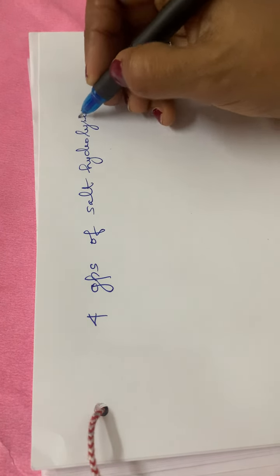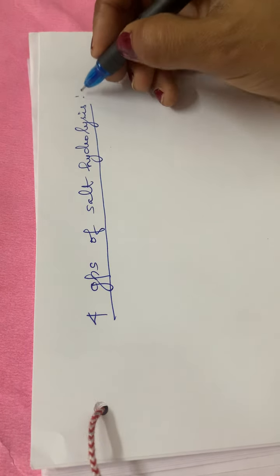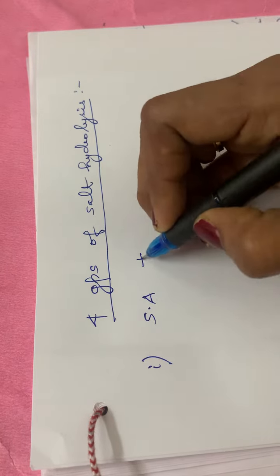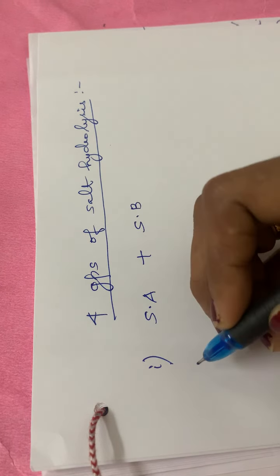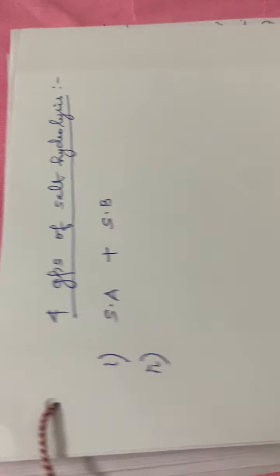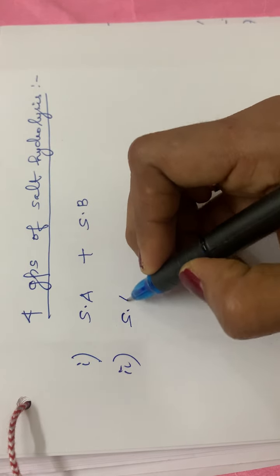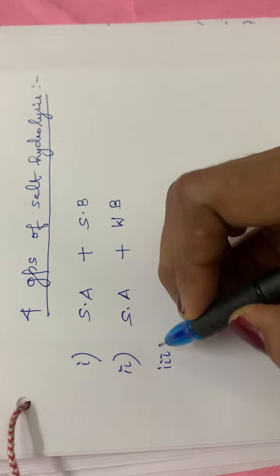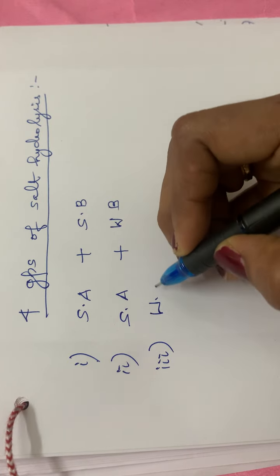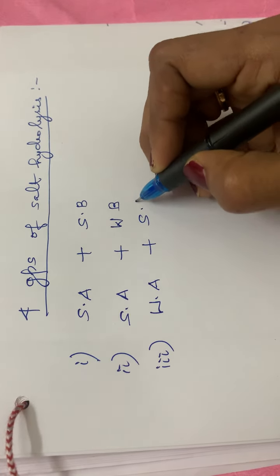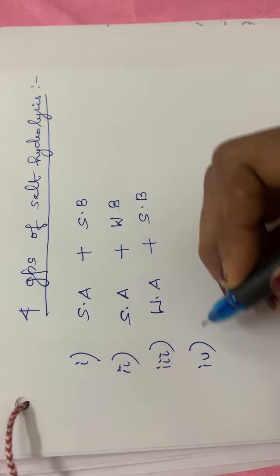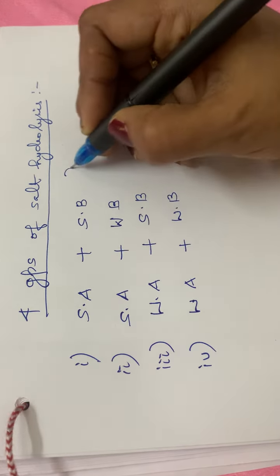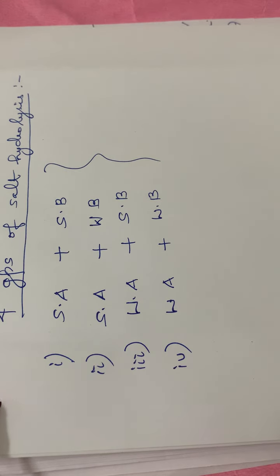I will be writing in short form. The 4 groups of salt hydrolysis: the first one, strong acid and strong base. Second one, strong acid, weak base. Third one, weak acid, strong base. And the fourth one, weak acid and weak base. So these are the 4 categories of salt.